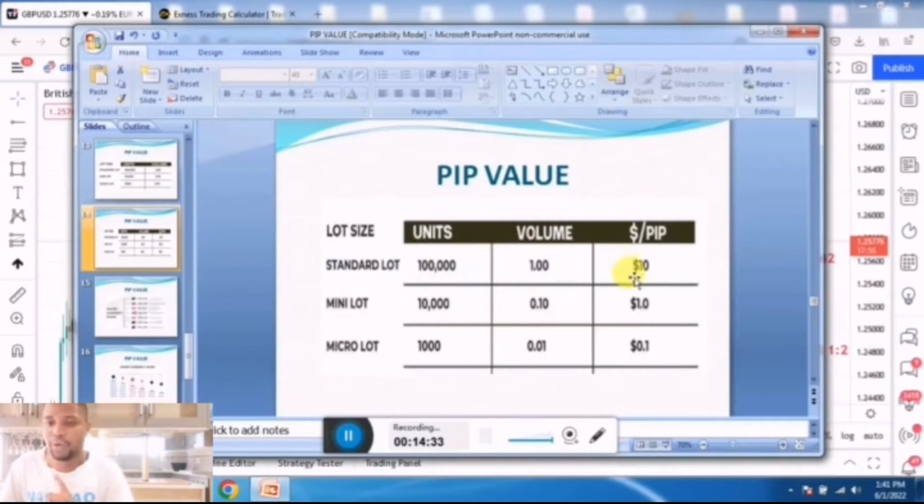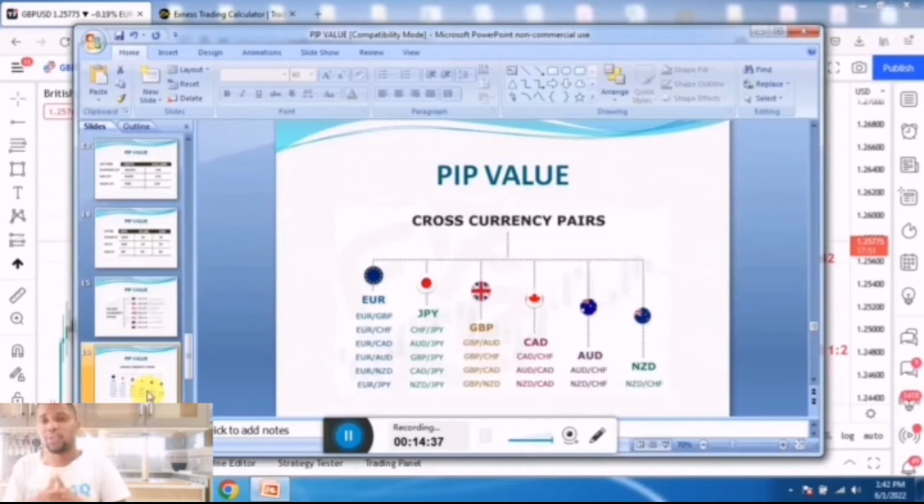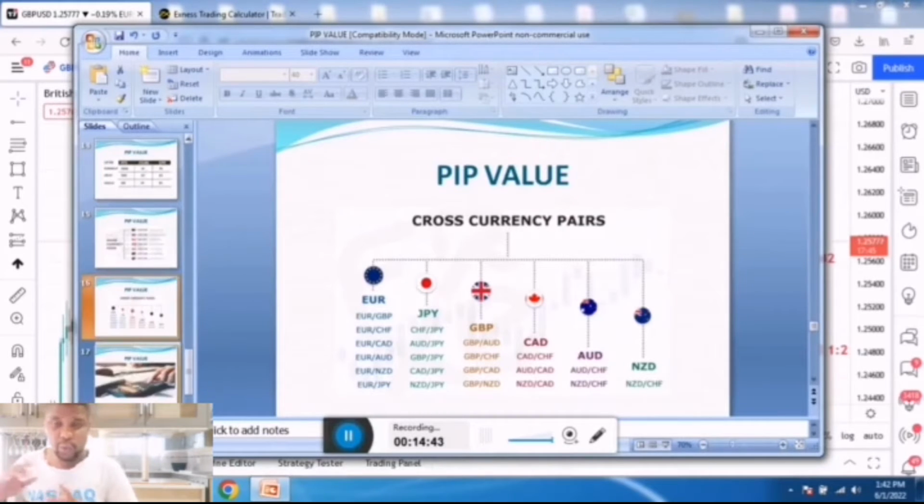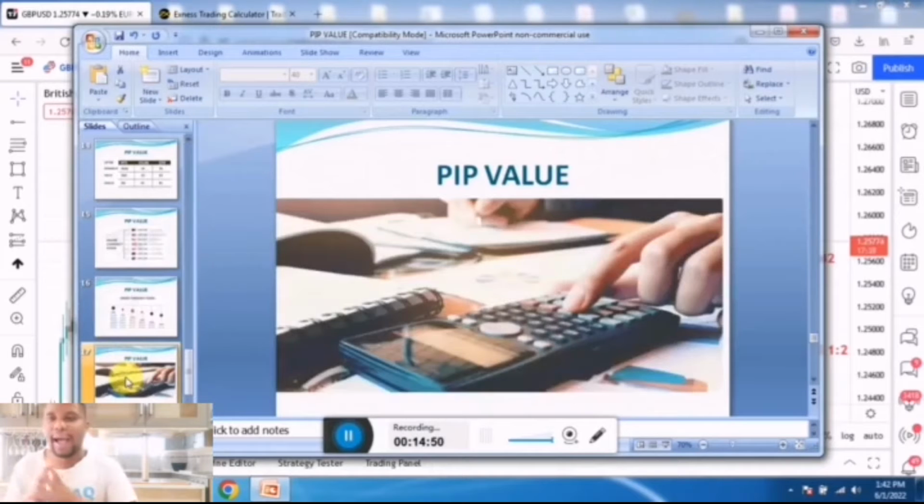A 1 pip move will cost you $1. You cannot calculate it like this. We'll just get into how to calculate it. I'm just making an example of how to actually do this. So how do we actually calculate the pip value now?